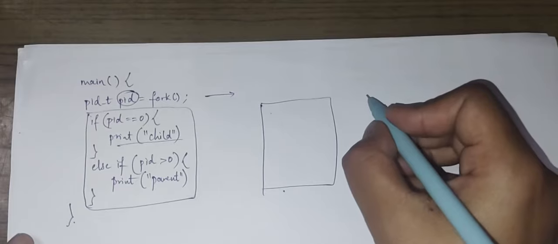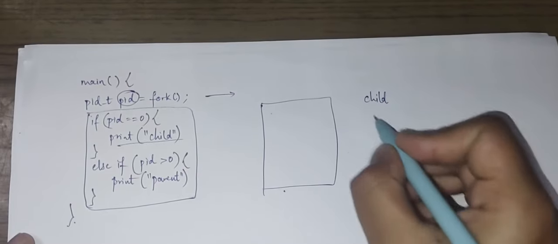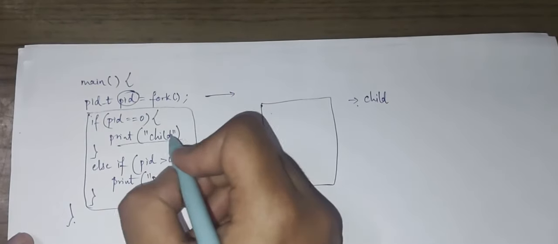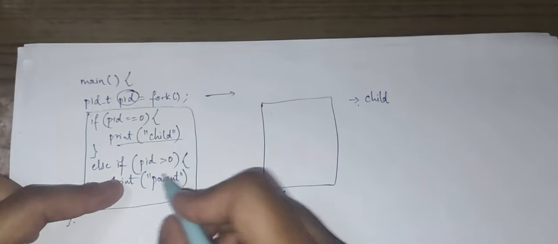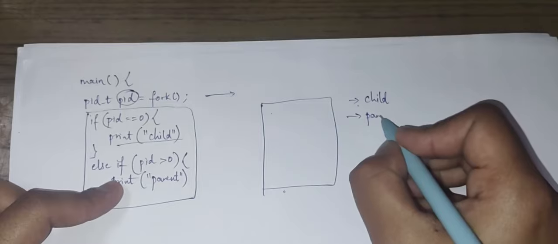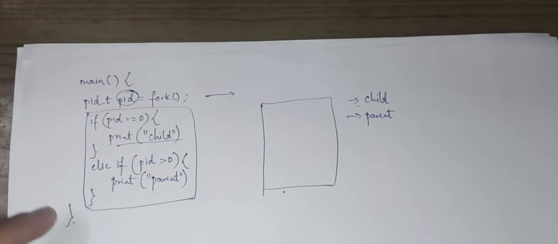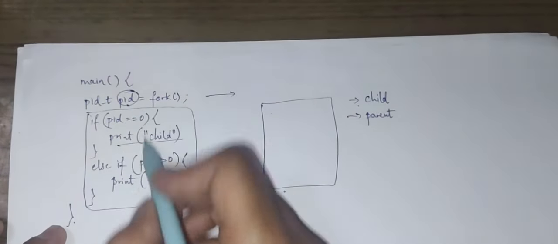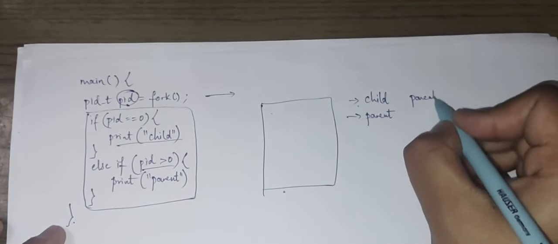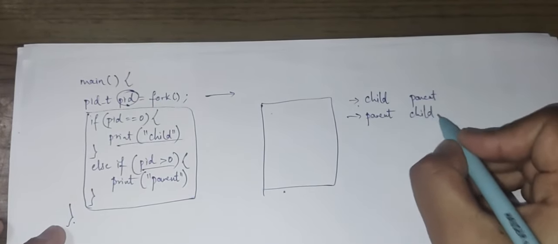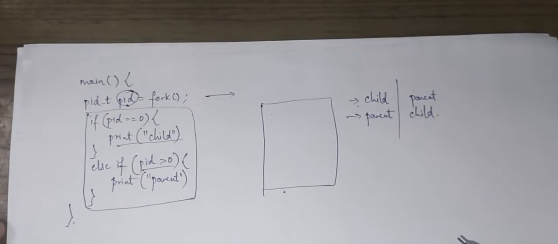So in the output, you would basically see child printing. Once the child is done, it will return the control back to parent, and parent will run, and then parent gets printed. But if the PID value comes out to be greater than zero, then you'll see parent getting printed first and then child getting printed. So both of these outputs are possible.